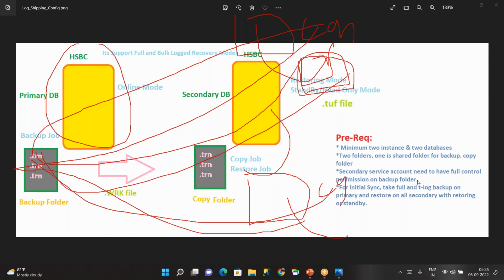Backup job is used to take the transaction log backup. Copy job is used to copy the transaction log backup. Restore job is used to restore the transaction log backup. That's it, sir. You can add some flavors.